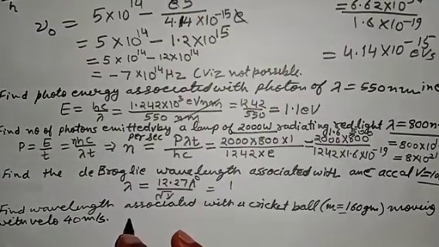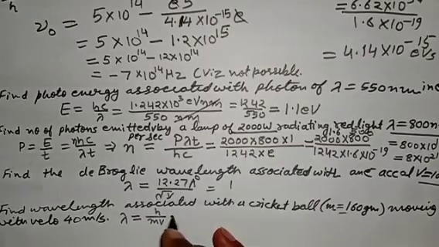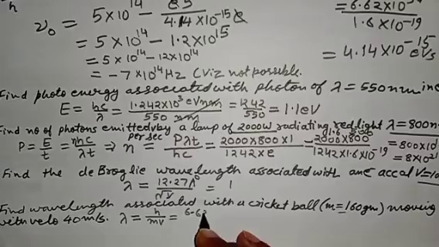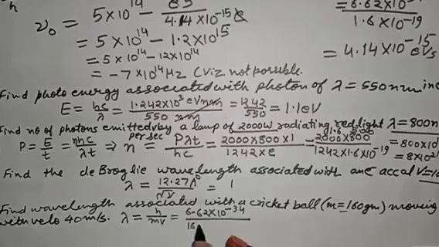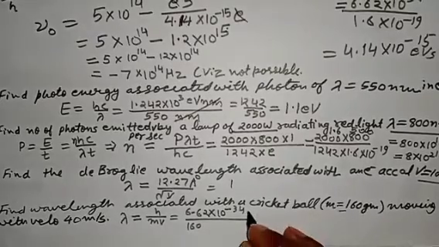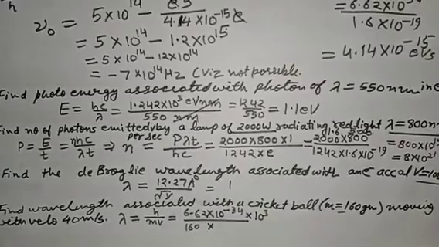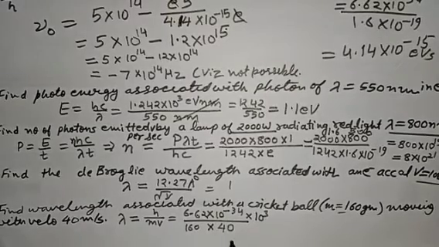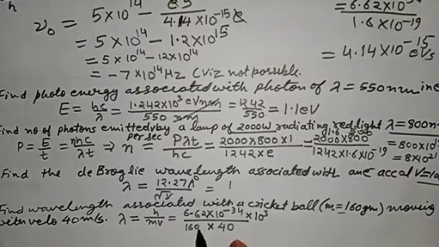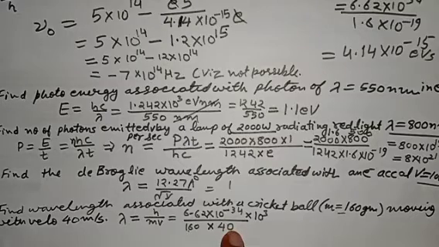So I'm directly applying it. h by mv, we know h is 6.62 into 10 to the power minus 34 upon m, 160, but it is in gram, converted into kg, so we have to divide by 1000, so that will go in the numerator, into 40 meter per second. Now I'm shifting 2 decimal places here. I'm making it 1.6, and I'm cancelling one of the zeros from here.